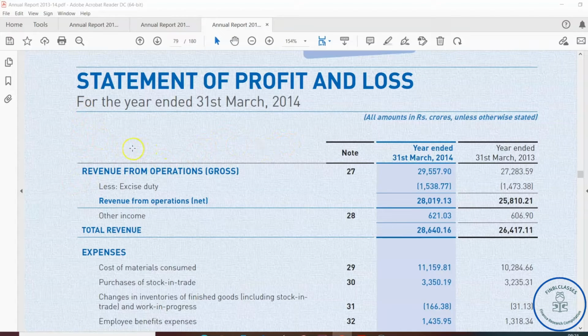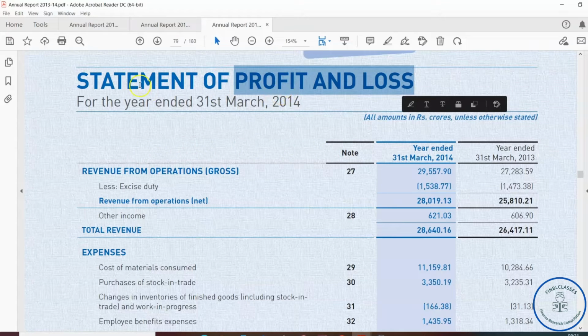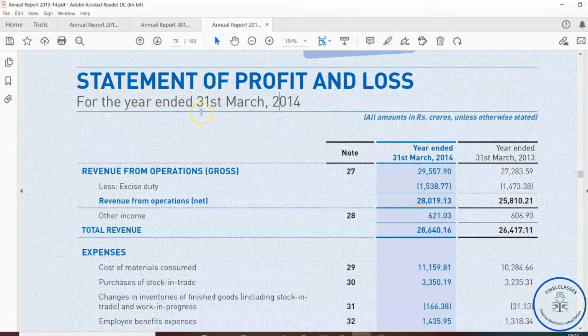So here you have the statement. They have given the statement of profit and loss. It is not an account, it's a statement of profit and loss. And what is the year ending? Year ending is 31st March 2014, right? So this is an annual statement. When you talk about 31st March 2014, it is an annual statement. It is not a quarterly report. So you have to think about that.